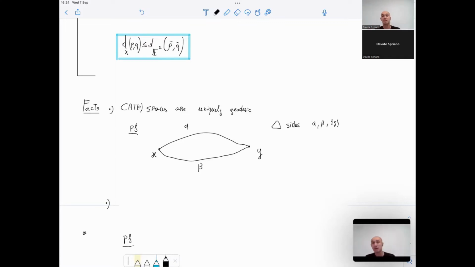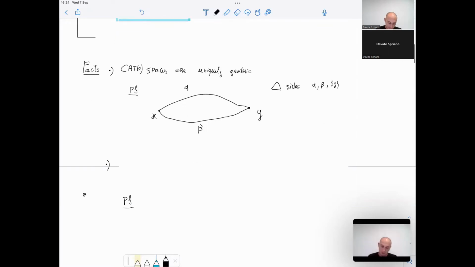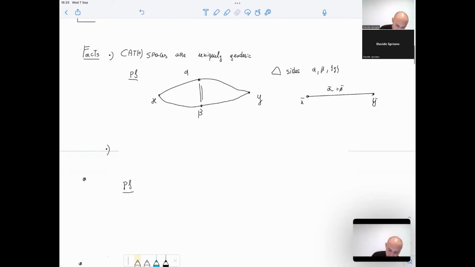So the constant geodesic on 1 point. When we look at the comparison triangle in Euclidean space, we would have x bar, y bar, and this is going to be alpha bar equal beta bar. That is to say, those 2 sides get collapsed. So now any 2 points that would be on alpha and beta need to be mapped to the same point. And since distances in Euclidean space are bigger, those 2 points would actually need to be at distance 0, so identified. Okay, so CAT(0) spaces are uniquely geodesic.